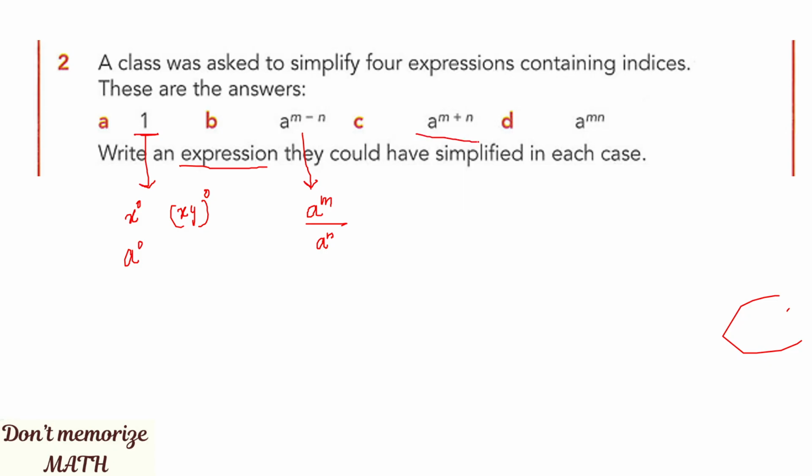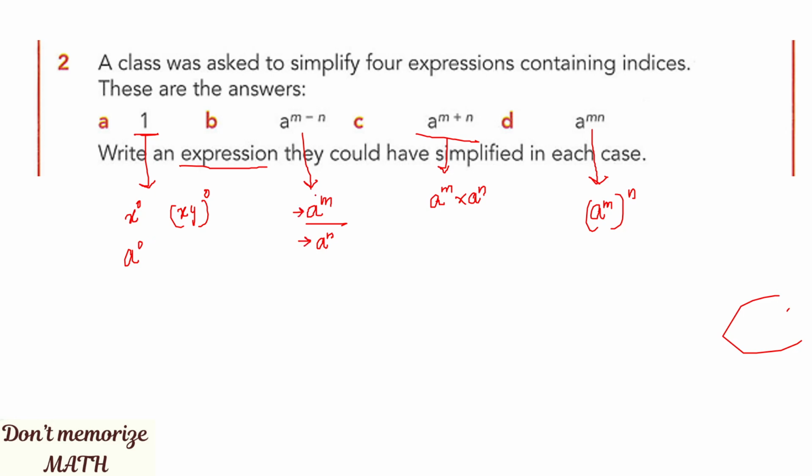Then the next one, when you multiply, you can add the indices. So for C it will become a raised to m times a raised to n. If you have multiplication, we will add the indices. So a raised to m times a raised to n is a raised to m plus n. Okay, so the last one is a raised to mn. A raised to mn is a raised to m whole raised to n. If you have power and power coming together like this, we need to multiply the powers. Okay, so always remember, any number to the power 0 is 1. Then if you have division, but always make sure the bases must be same.